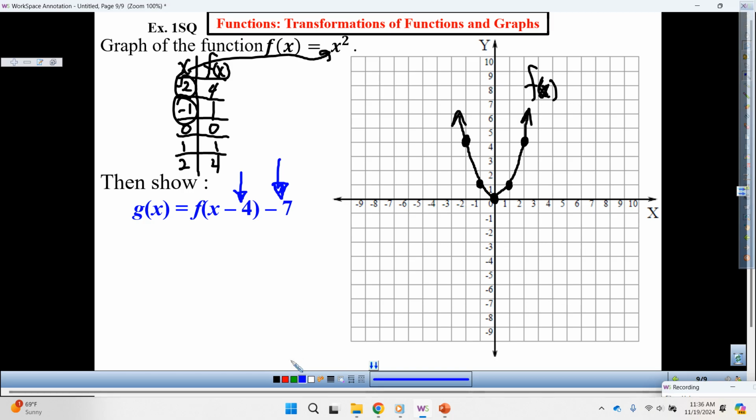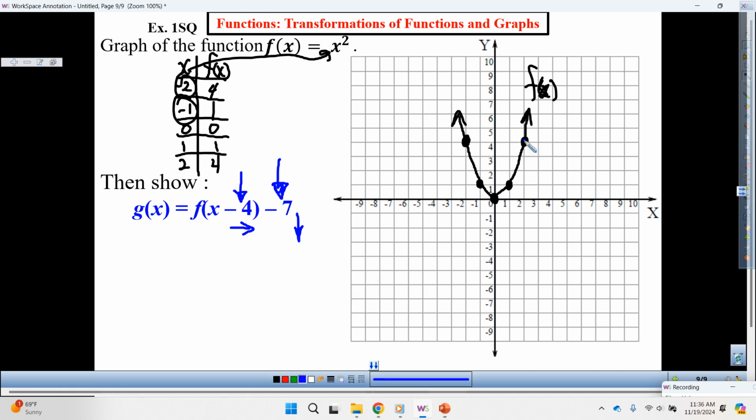All right, let's see. Looks like Edwin's got this. Where is that going to move the entire thing? 4 to the right. 7 down. Hands if you agree with that. That is correct. So I'm going to start with this one.